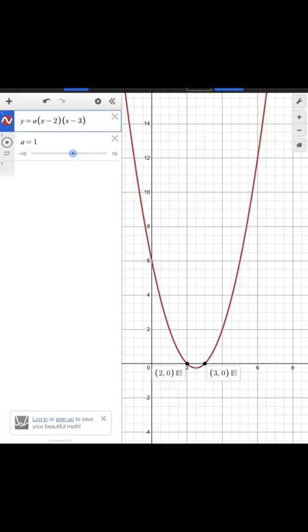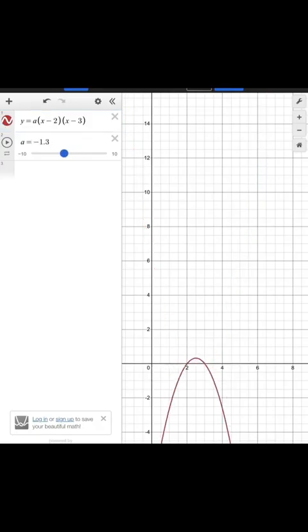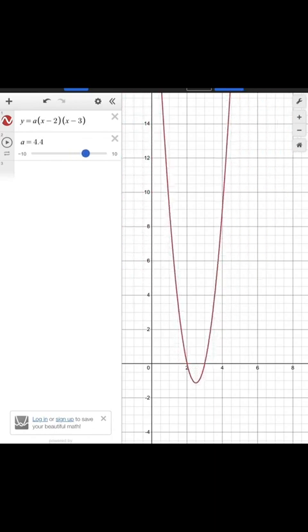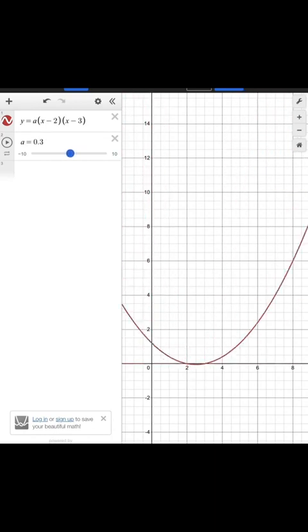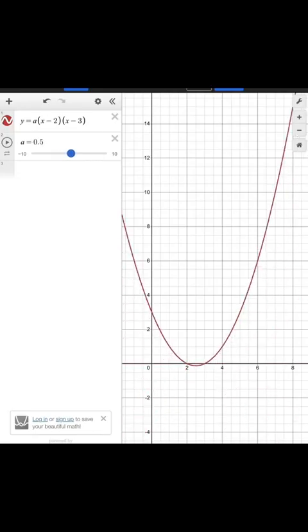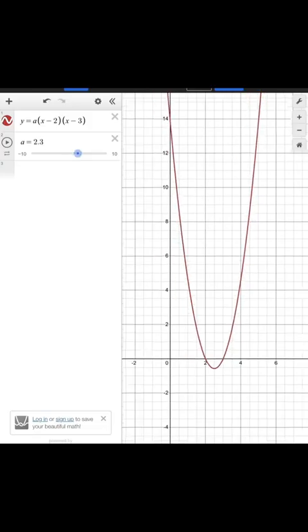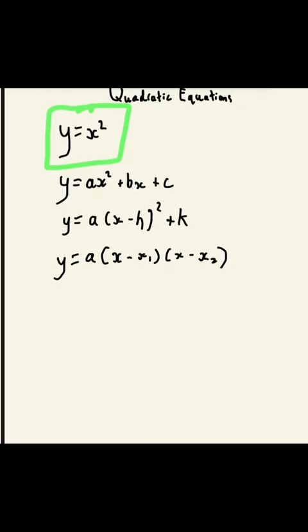All right. Now, this a value for all of these, a is the dilation factor. So it changes the width of the quadratic. So it makes it wider, and it can actually make it negative as well, like we saw with the first example. If a is negative, it's flipped across the x-axis. So that's what happens when we change the value of a. All right, so hopefully that makes a bit of sense. A bit of an introduction to different quadratic equations.